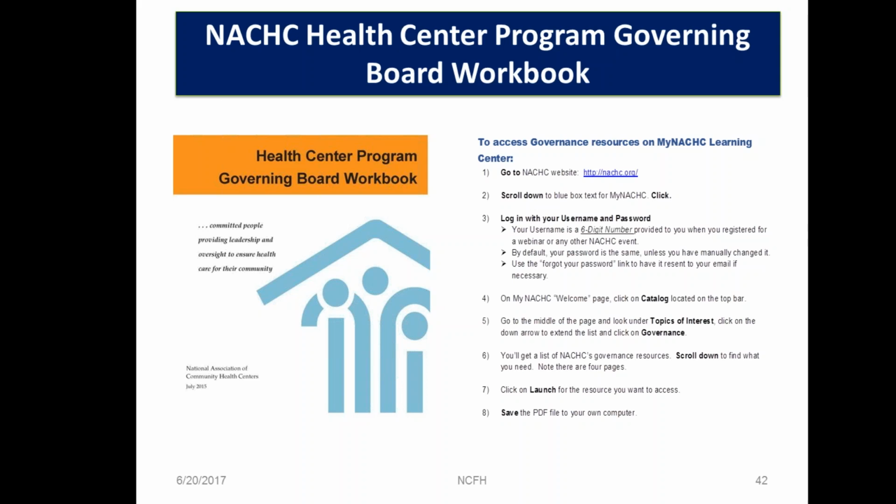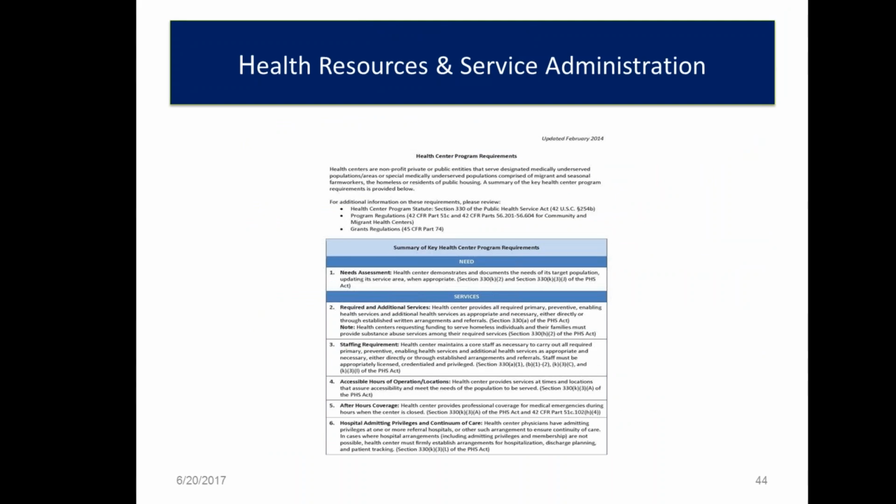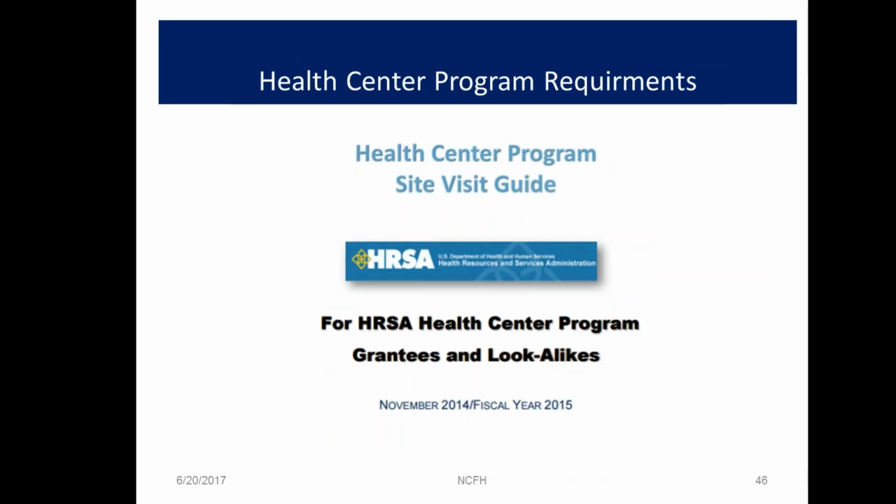The next one is a resource list that Lisa has put together for you with hot links. So all of these links will take you exactly to the resources that we want you to have, including the governing board workbook in English and Spanish. On the HRSA website, you have the summary of health center program requirements. You have samples and templates that are available in their resource center of a variety of policies and checklists that can be useful to you. You have the operational site visit guide, which is like an open book test that gives you all the questions and most of the answers before you have your operational site visit. So familiarize yourself with these tools.